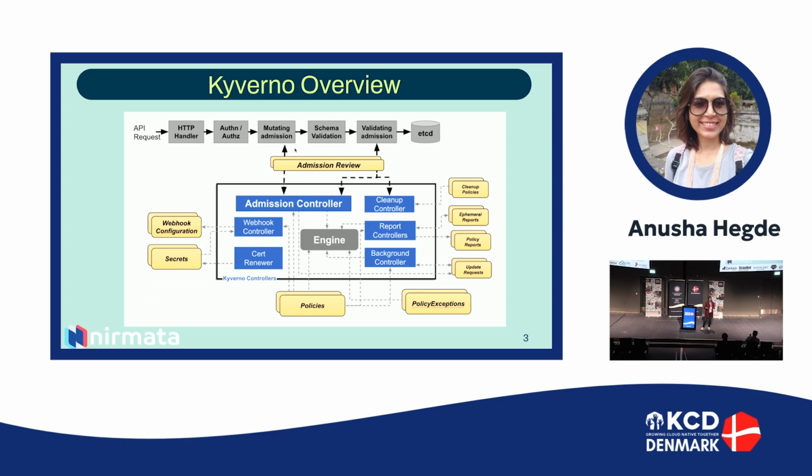Then comes the interesting admission controller bits. There are two types of admission controllers in Kubernetes. One is mutating admission, and the other is validating admission. Mutating admission, as the name suggests, you can literally mutate the incoming request. You can change or modify the request. And after mutating admission is the schema validation, just to ensure you did not mess up with the schema itself. And then comes the validating admission.